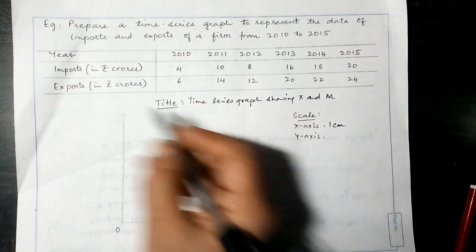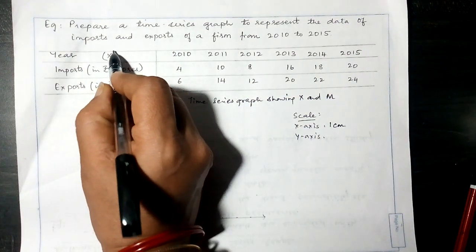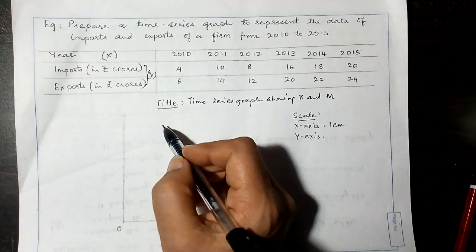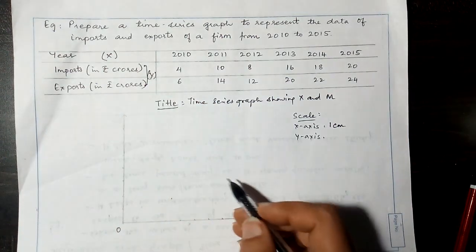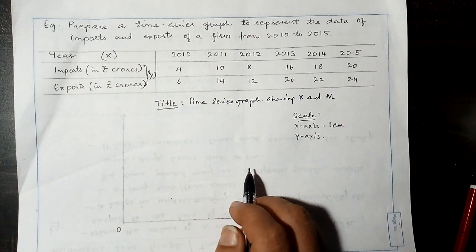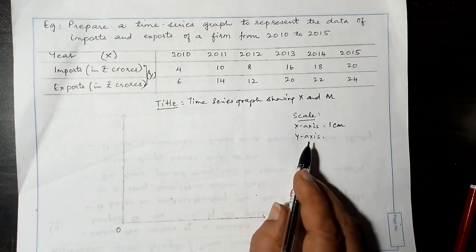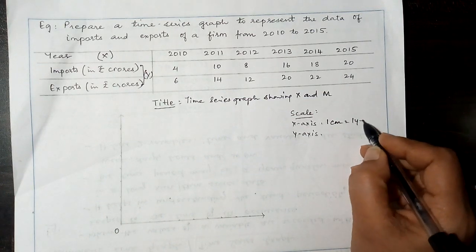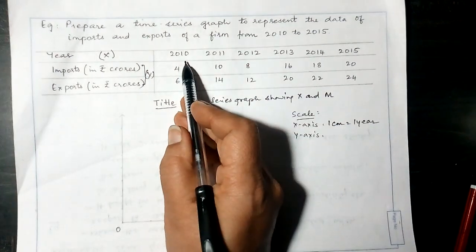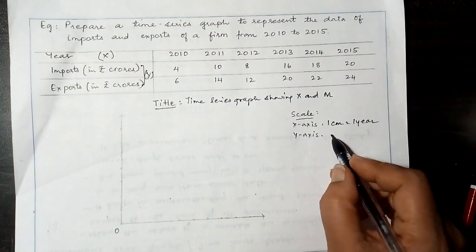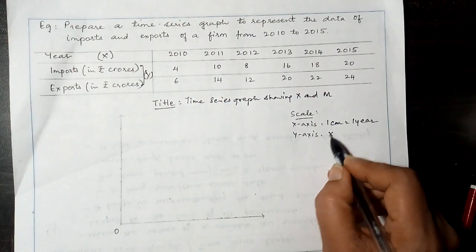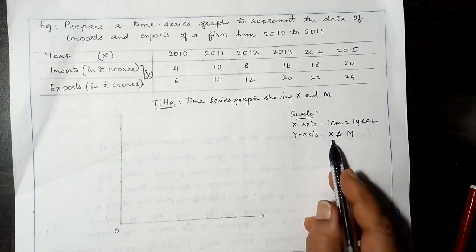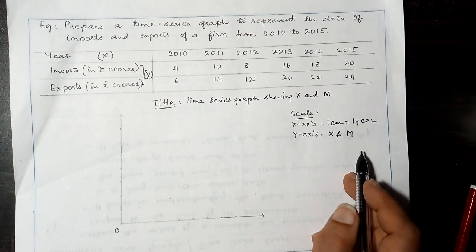Now the scale. What will we take on the x-axis? As usual, year will be taken on the x-axis and both exports and imports will be taken on the y-axis, so we can compare the imports and exports on the same graph. Here the scale is 1 centimeter equal to 1 year starting from 2010. On the y-axis we are taking exports and imports, which we represent as X and M.